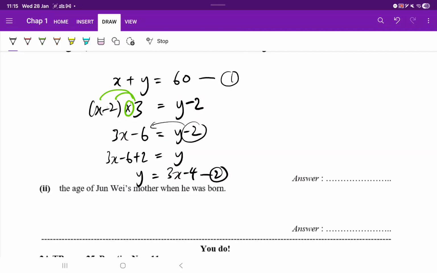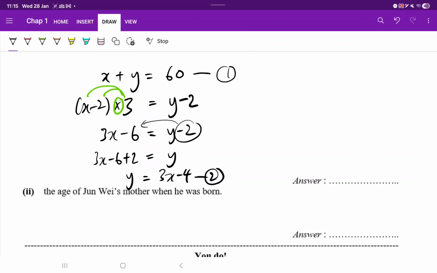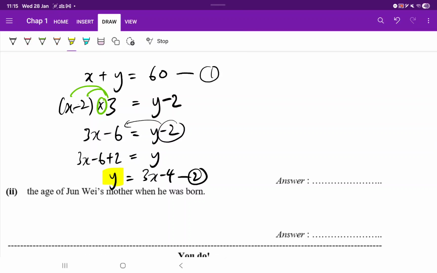Why do I do this? What do you all think I'm going to do? Elimination or sub? Sub, very good. So when we make y the subject of formula, clearly the next thing I want to tell my examiner is I want to sub. So I sub 2 into 1. I only got 2 equations, so it has to be sub 1 into the other one, right? Okay, so substitute equation 2 into equation 1.